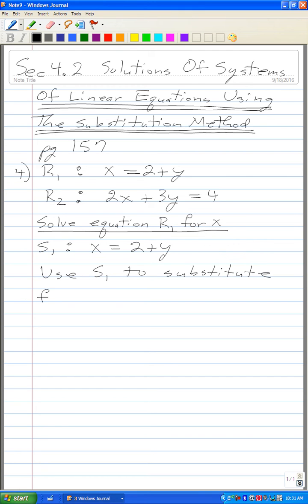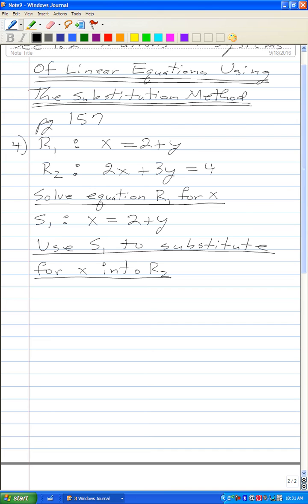for the solved variable x into the other equation. So we used R1, so let's substitute into R2. Remember that once you have solved for your variable in some equation, then plug that variable into the other equation. And so, let me plug S1 into R2. Wherever I see an x, I replace x by 2 plus y.